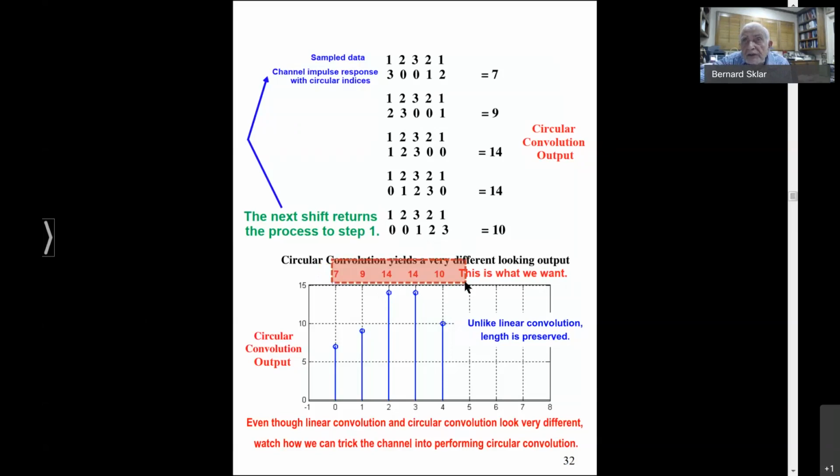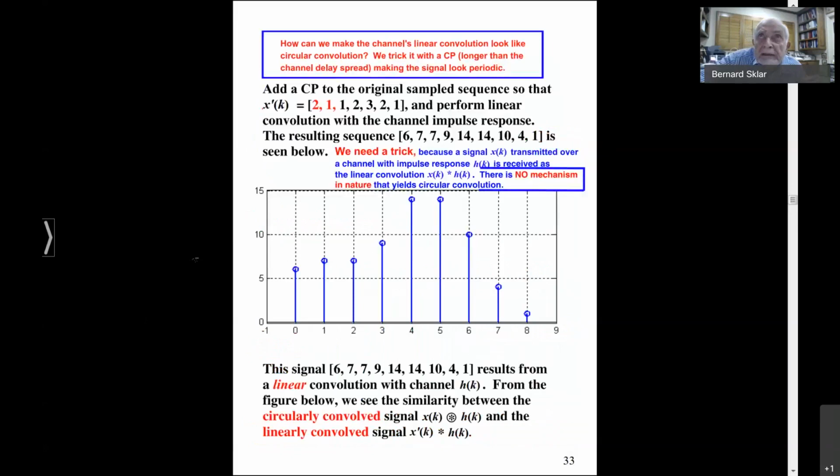Now, here's what to keep in mind. How can I make the channel's linear convolution look like circular convolution? We need a trick with a cyclic prefix that's long, and I want that cyclic prefix to be meaningful, so it has to be longer than the channel delay spread, typically the RMS channel delay spread, making the signal look periodic. So we need a trick, because why do we need a trick?